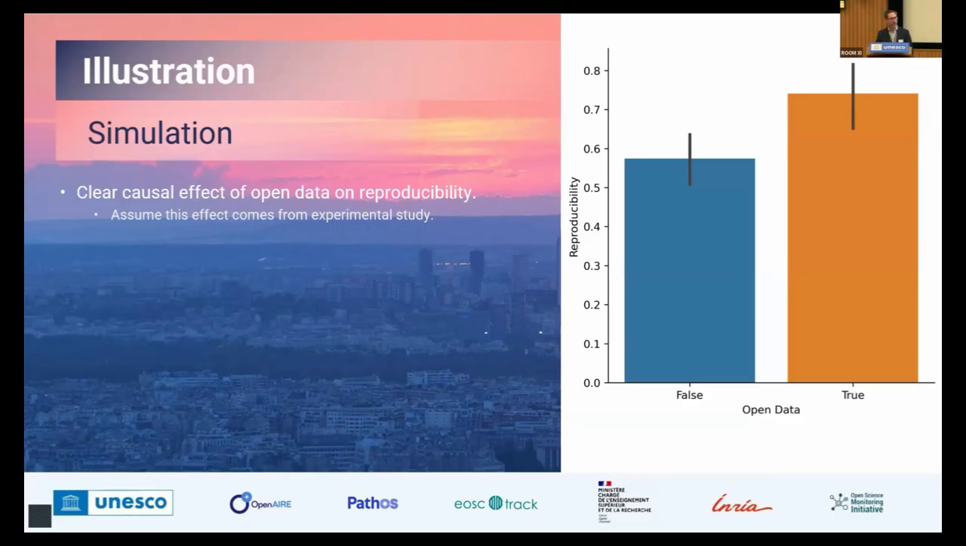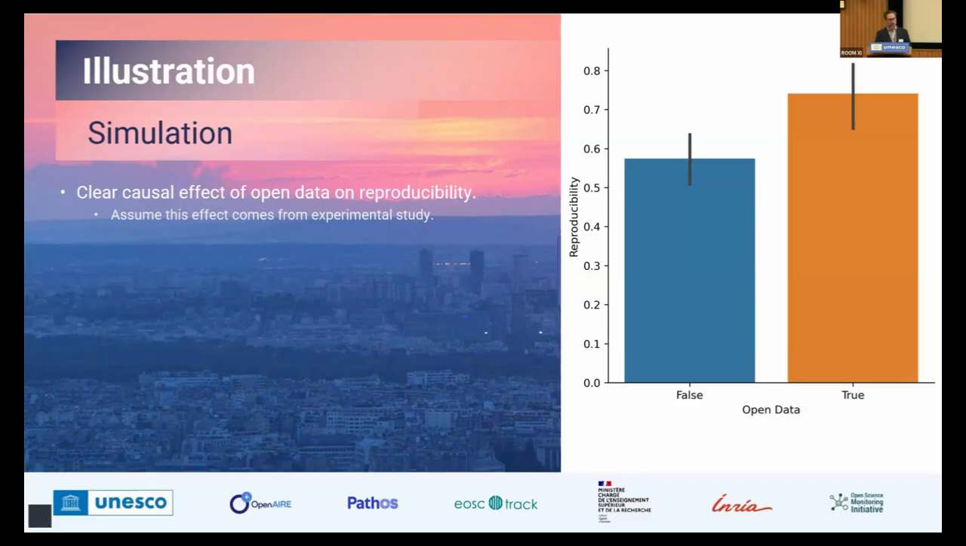We have here a perfect indicator for reproducibility, which is obviously in reality very tricky to measure, where we have a clear causal effect of open data on reproducibility. So publications or research projects that share their data, so they make their data openly available, have a higher reproducibility here than publications that do not make their data openly available. So that's great, right? We see open data helps reproducibility.